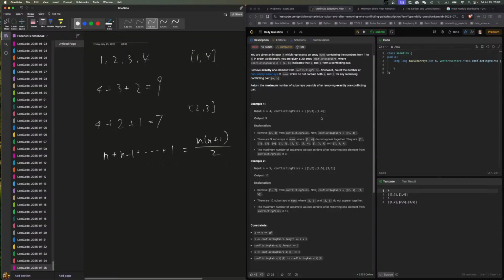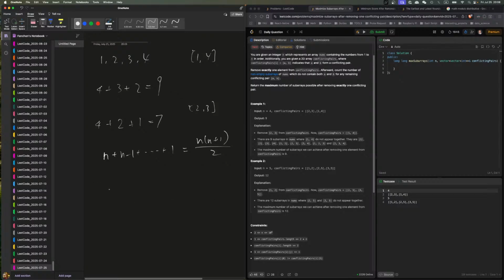So maybe what we need to find is the number of subarrays that contain each pair, right? The pair that has the fewest number of subarrays containing it. So in this case, 1, 4, we only have one subarray, right? So that's the one. So the answer is 10 minus 1.